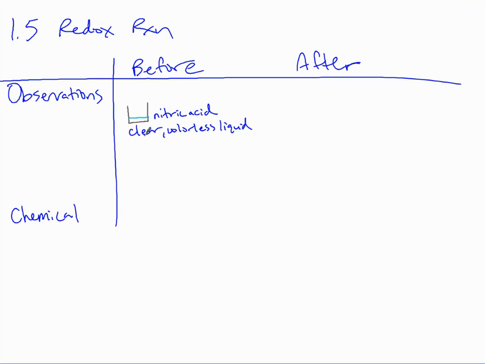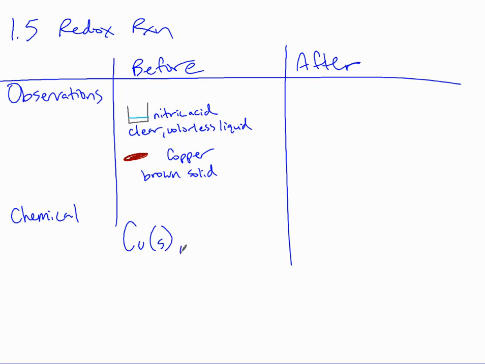And we are adding a penny to it. So we've got a penny, and this is copper, a brown solid. As far as the actual chemicals go, we have copper, solid, and nitric acid. Does anybody have another formula for nitric acid?